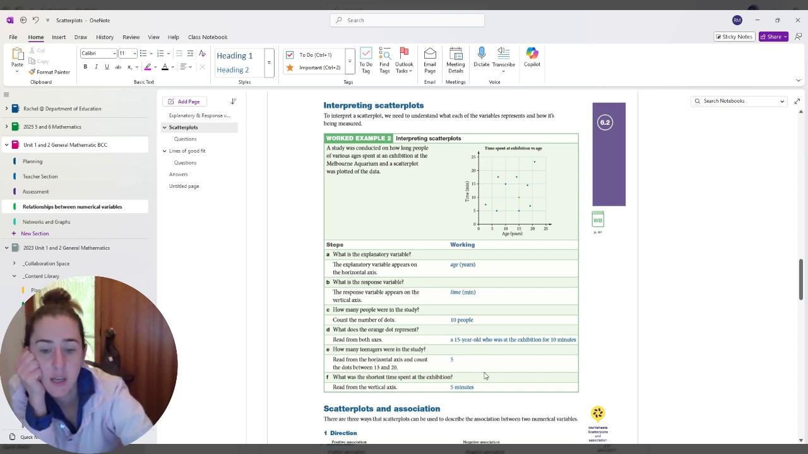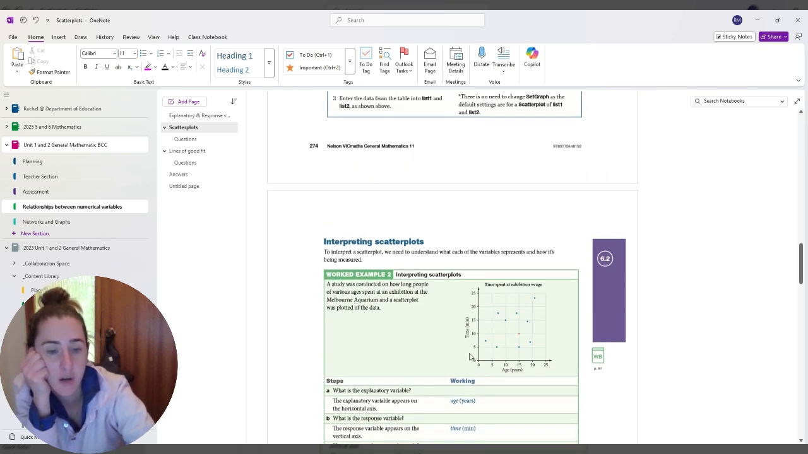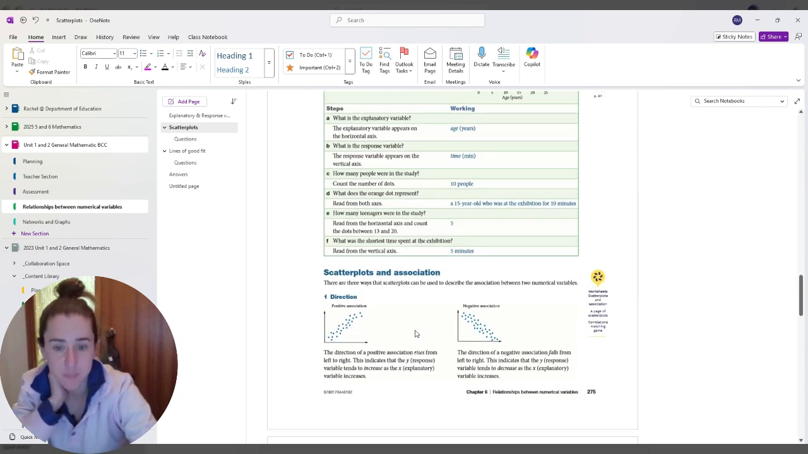What was the shortest time spent at the exhibition? So we're going to look on our y-axis and where our lowest data point is, and that sits at 5 minutes. So the shortest amount of time spent at the exhibition was 5 minutes.